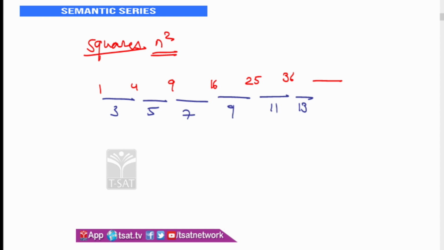Generally in the examination, whenever you are unable to identify whether a particular series is a square, a cube, or any other pattern, AP or GP, then you will take the difference.